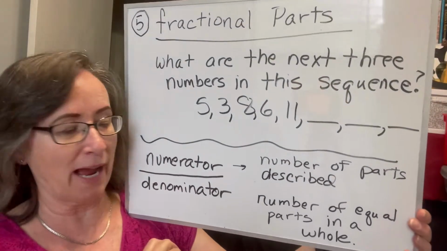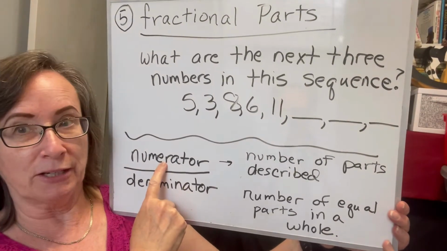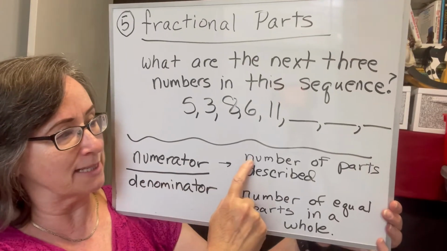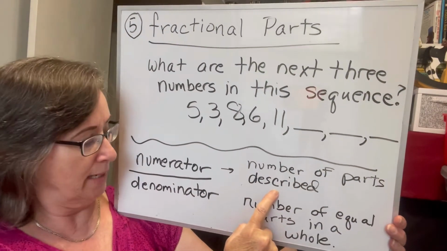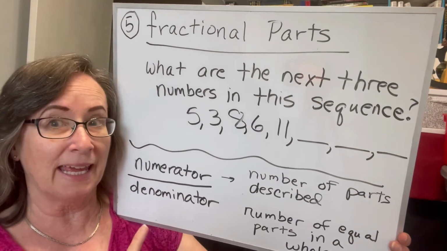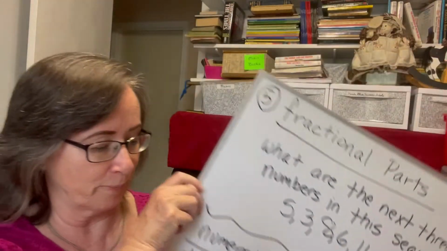But what is a fraction? Numerator over denominator makes a fraction. The numerator is the number of parts described, and the denominator is the number of equal parts in a whole.